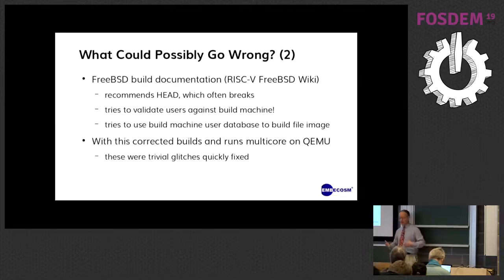There were some other things. It validated the users against the build machine, and our build machine and the actual machine we're building for are different, and that didn't work. And it used the machine's user database rather than the target database to build the file image. And when those were corrected, and those are fairly trivial things, it fires up and runs multi-core FreeBSD on QEMU, and that was an early win. We'd got FreeBSD running on RISC-V on QEMU.